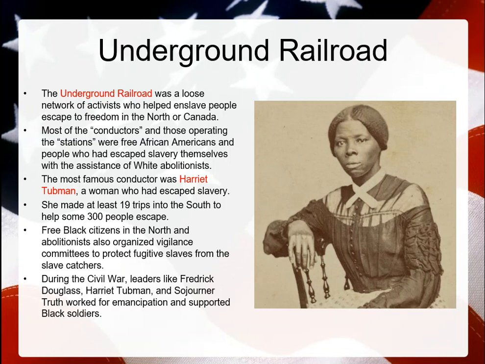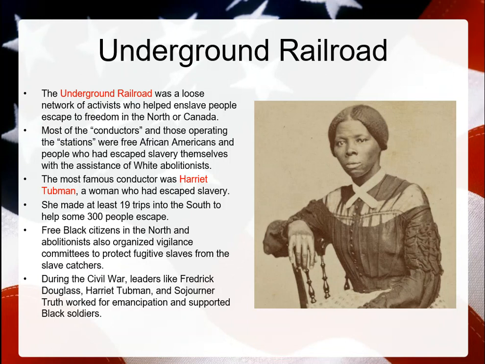Now, most of these conductors were operating at stations. These were free Africans and people who had escaped slavery themselves, with the assistance of white abolitionists. So you're looking at African slaves who are now free, right? Harriet Tubman is going to be the most famous. She made at least 19 trips and helped some 300 people escape slavery. So she is quite the heroine, and a great role model when it comes to doing what you feel is right deep at your core, even if it means civil disobedience.